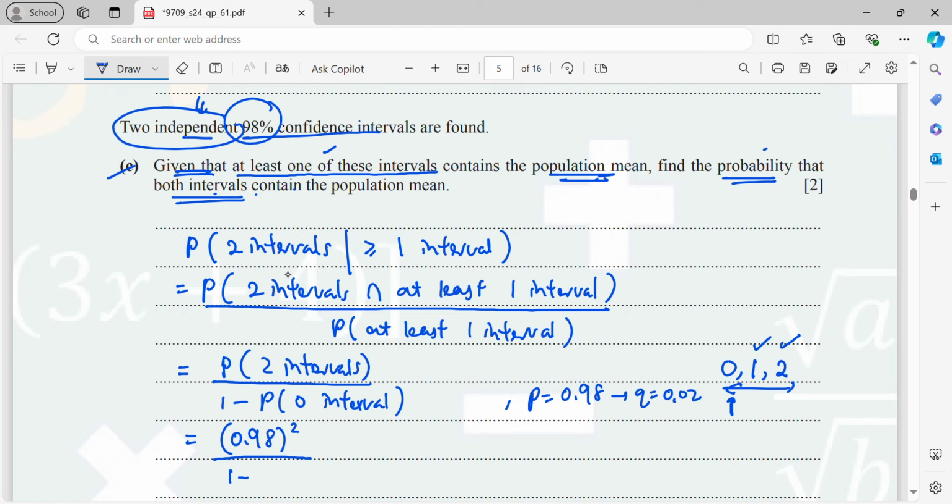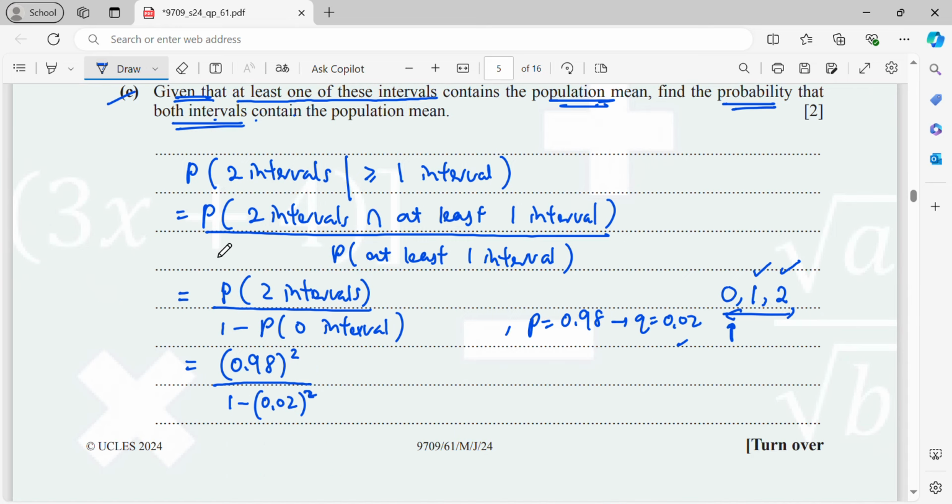That means this is going to be Q. So 0.02, and there are two intervals. Right? Two intervals that do not contain the population mean. Then here is going to be 0.961. So you can use this method to calculate, which means this part.